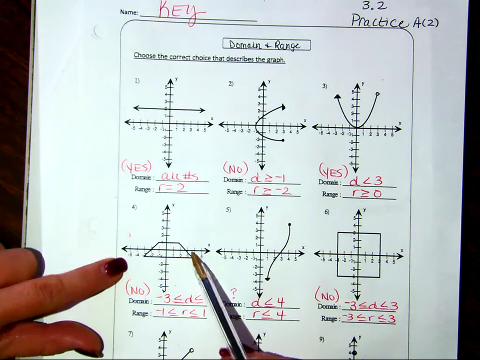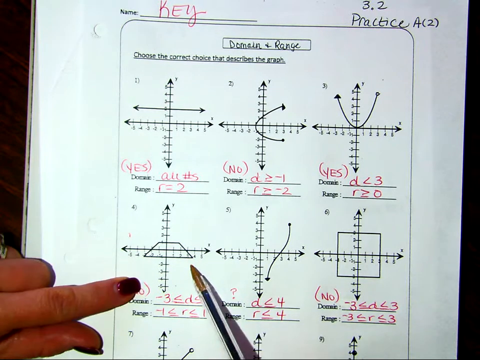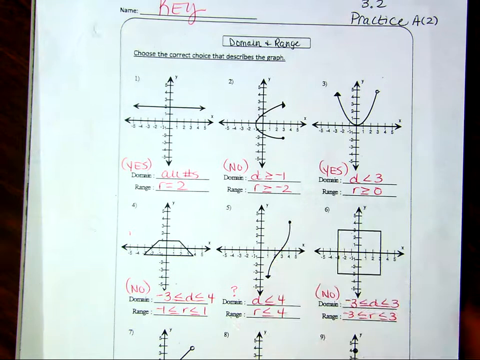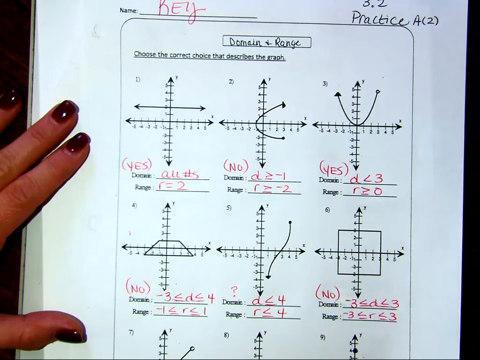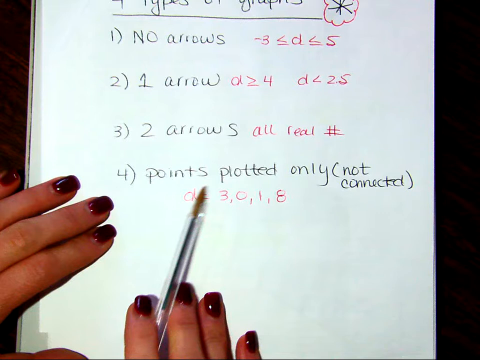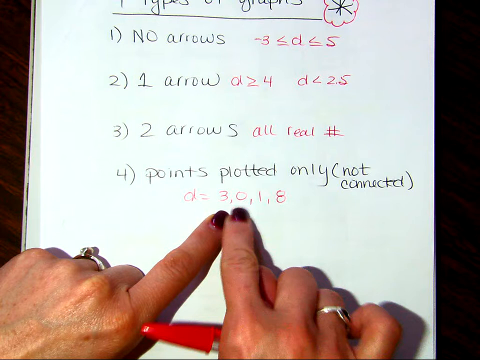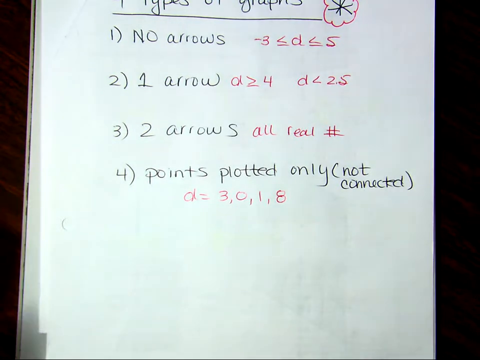This is the opposite of that, right? Here I have 2 endpoints. Here I don't have any. So in that case, your domain for this one is all real numbers, okay? And then there's one where they're not even connected. Those points are just plotted. And in that case, your domain is a list and your range is a list, okay?